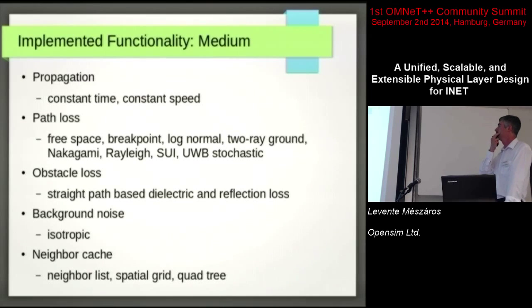Regarding the medium, there are 2 propagation models right now: constant time, constant speed. It's really all the path loss, not all the path loss yet, but most of the path loss from both frameworks have been ported. And then we have a straight path-based dielectric and reflection loss for obstacle loss. And then we have 3 different neighbor cache implementations. It's unclear in certain situations if one is better than the other, or vice versa, so it's unclear which one is the best.